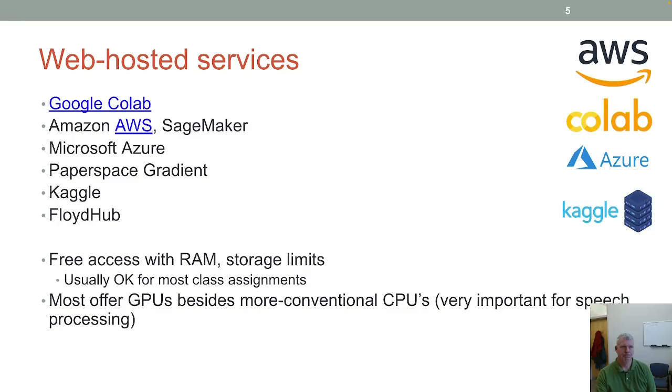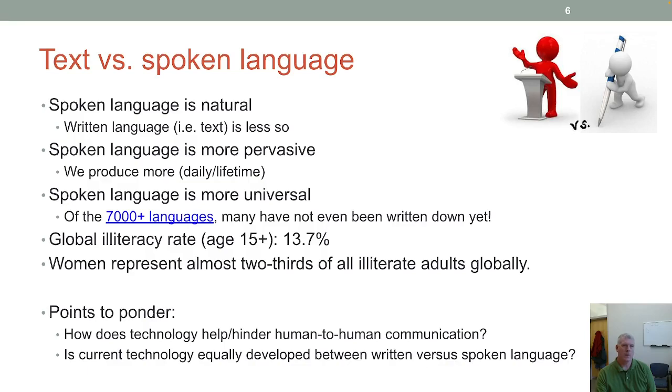processing ability. Okay, let's talk about language itself for a couple minutes here. Text versus spoken language. Spoken language is natural. Written is less natural, right? It's something we have to learn, and a lot of people don't learn, right? A substantial portion of humanity doesn't learn to read their native language, their native spoken language, right? Spoken language is much more pervasive than written language.